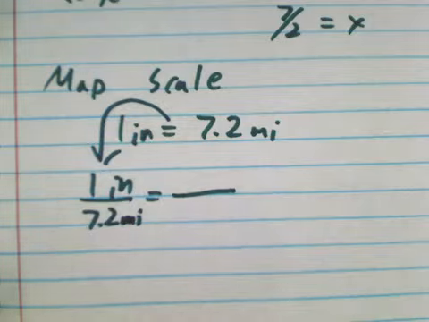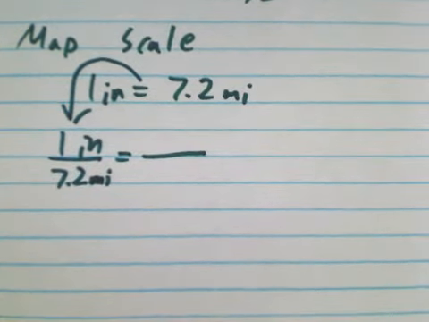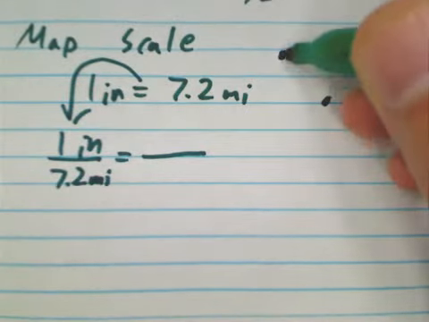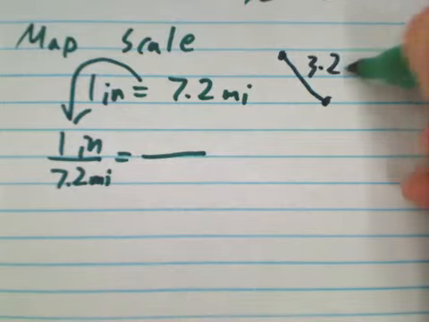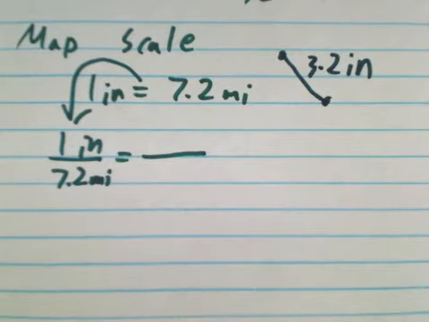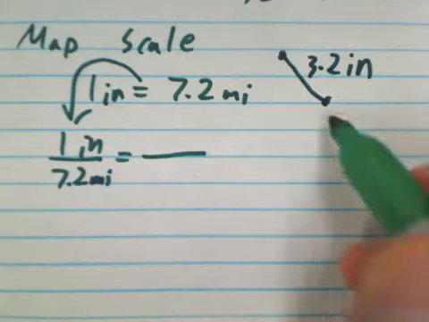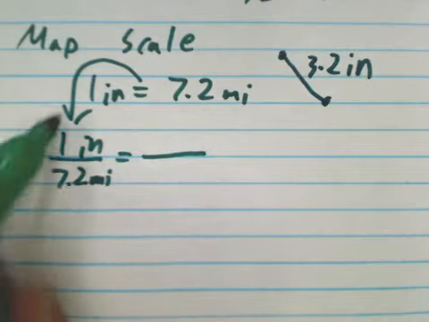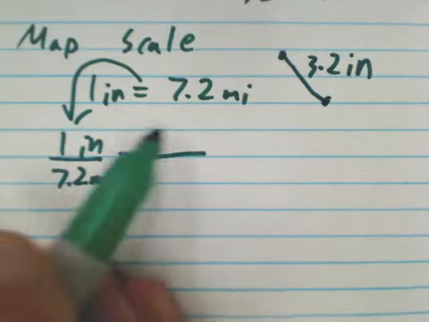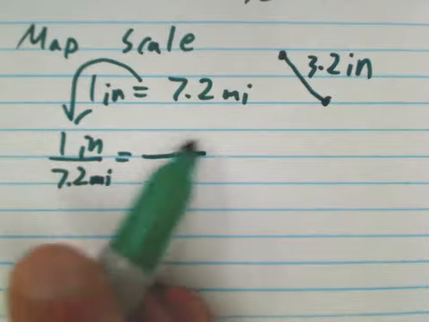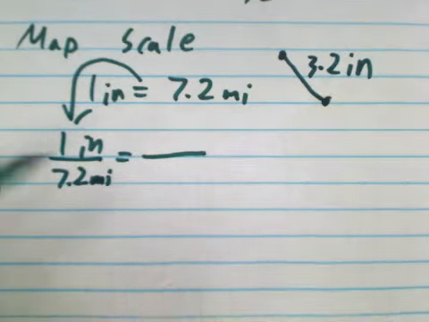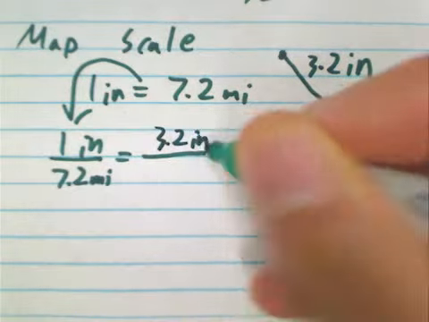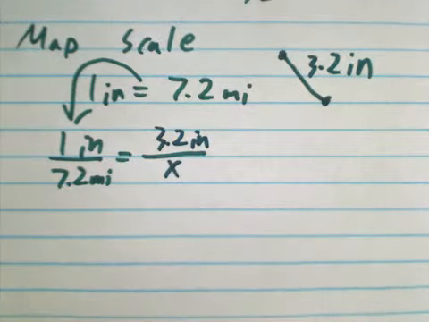Then I make a measurement on the map. Let's say I have 2 places on the map, my house and McDonald's, and they're 3.2 inches apart. Again, I need to line things up. Going across, the inches and miles have to line up. So 3.2 inches on the map lines up with the 1 inch on the map, and then I get my x right there.